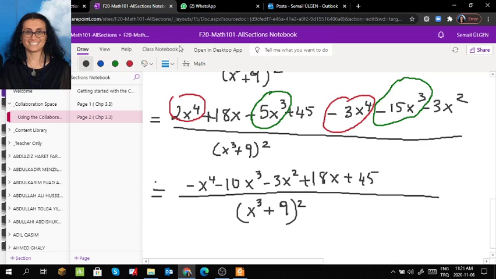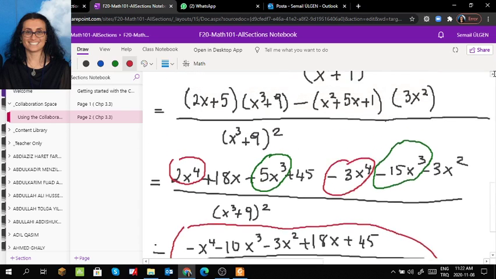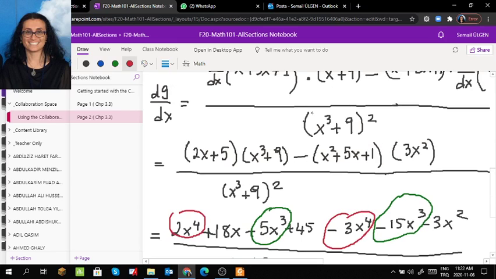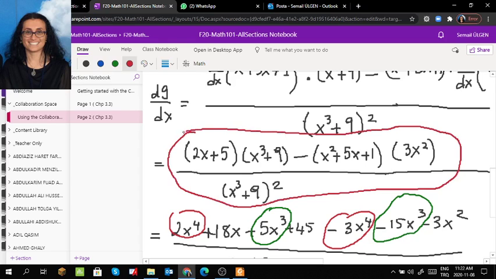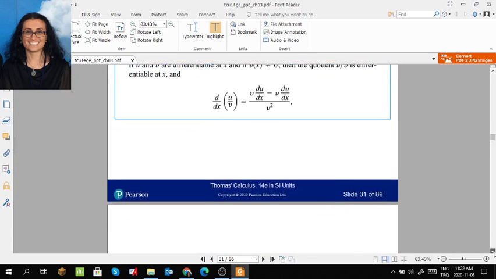Okay, that's the final answer. So you can either write it like this, done, or you can write it like this in compact form. Either way is fine. So this is also fine. Let me circle it. This is also a good answer. All right, so that's how you would do the quotient derivative, product derivative. Derivative quotient rule and derivative product rule.